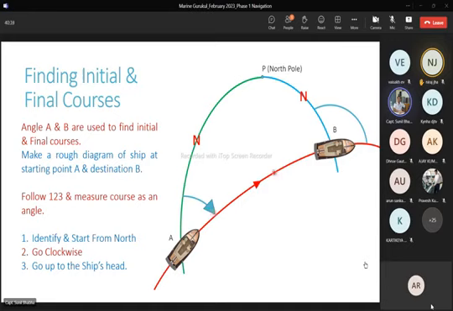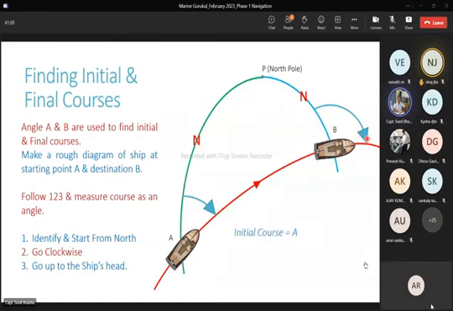Following this procedure at the destination position also, starting from north, going clockwise, I go up to the ship's head. So this is marked by this light blue color arc and arrow. So again we followed the 1, 2, 3 procedure. 1 is identify north, 2 is go clockwise, 3 is go up to the ship's head. So this arc which we see here gives us the final course.